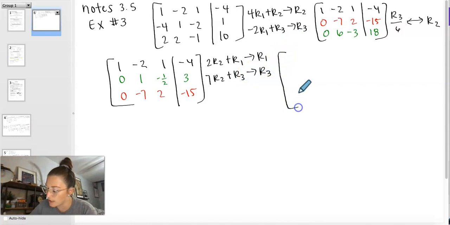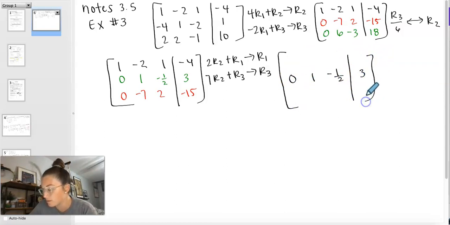Okay, so what's not changing is your middle row, so that's going to stay the same. So just copy it down. And the other two will be changing. Okay, so we'll do row 1 first. So I'm going to get 2 times 0 plus 1 is not 0, that's 1, is 1. 2 times 1 is 2, and negative 2 gives me 0. 2 times negative 1/2, right? The 2's will cancel, so I get a negative 1, and 1 gives me a 0.